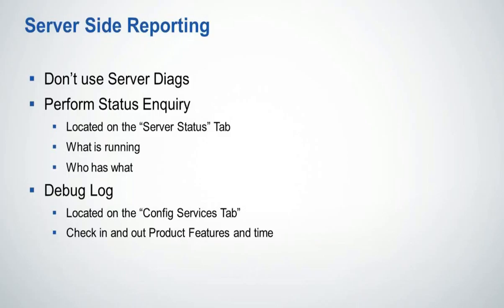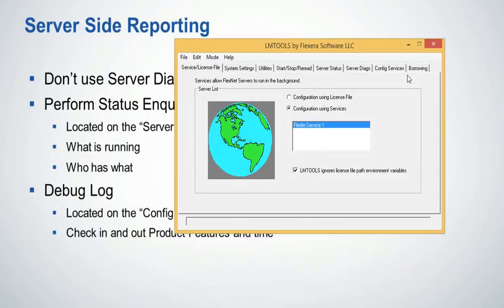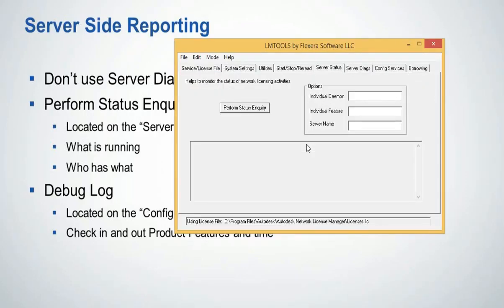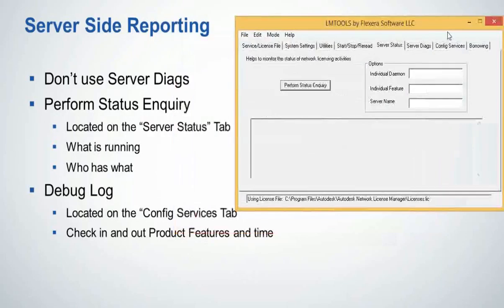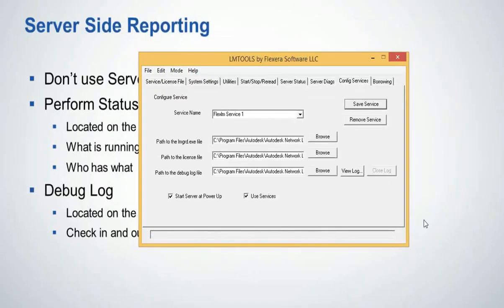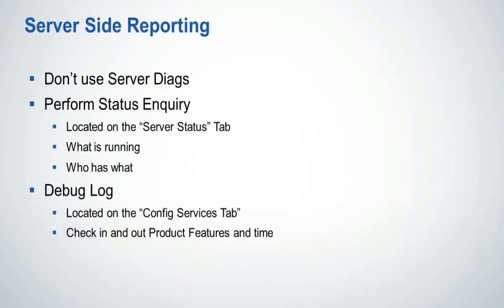Instead, we have two basic reporting options. We have a Perform Status Inquiry, which is located on the Server Status tab. That would be right here. This is Perform Status Inquiry. And we also have a debug log file, which is located on the Config Services tab right here. There are two fundamental differences between the two reporting options. The status inquiry will show us what's running and who has what checked out. It also lists the time. And the debug log file will list information based on the last time the service was started. It will actually give you an audit list of everything that has been checked in and out since the last start install.